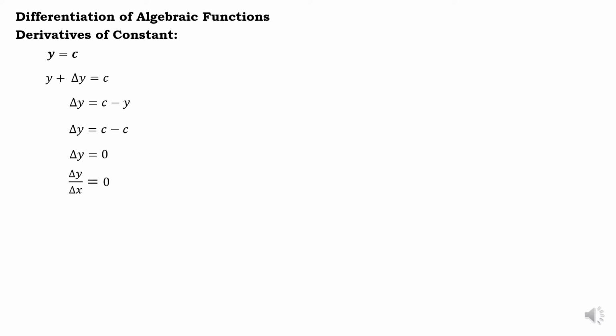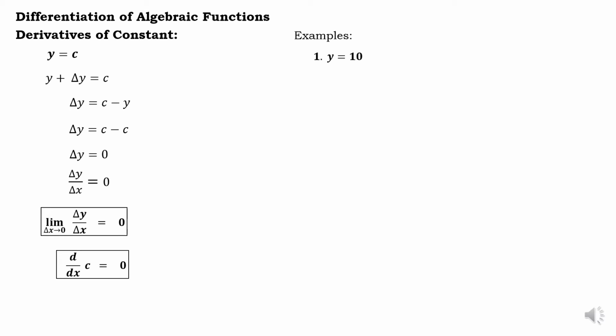Divide the entire equation by increment of x and establish the limit as change in x approaches 0. Therefore, the limit of increment of y over increment of x as change in x approaches 0 is equal to 0. Therefore, the derivative of a constant is equal to 0. For example, number 1, y is equal to 10. The derivative of 10 is equal to 0 since 10 is a constant.